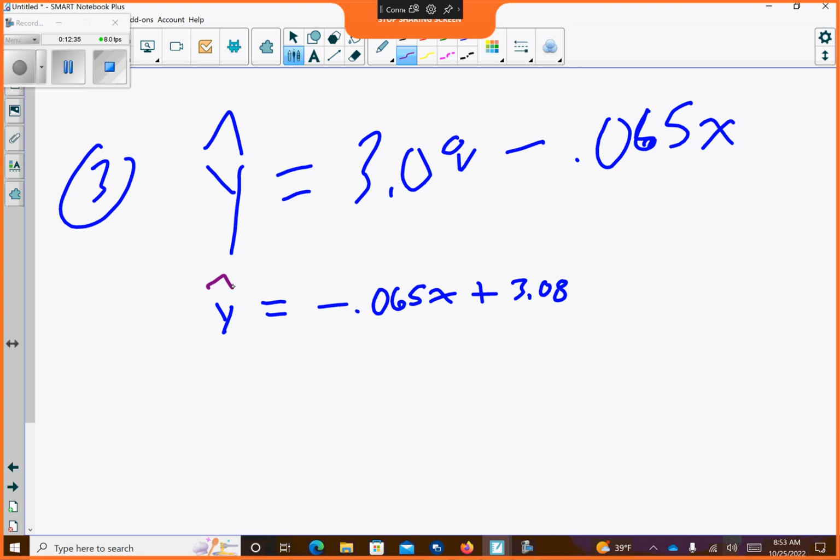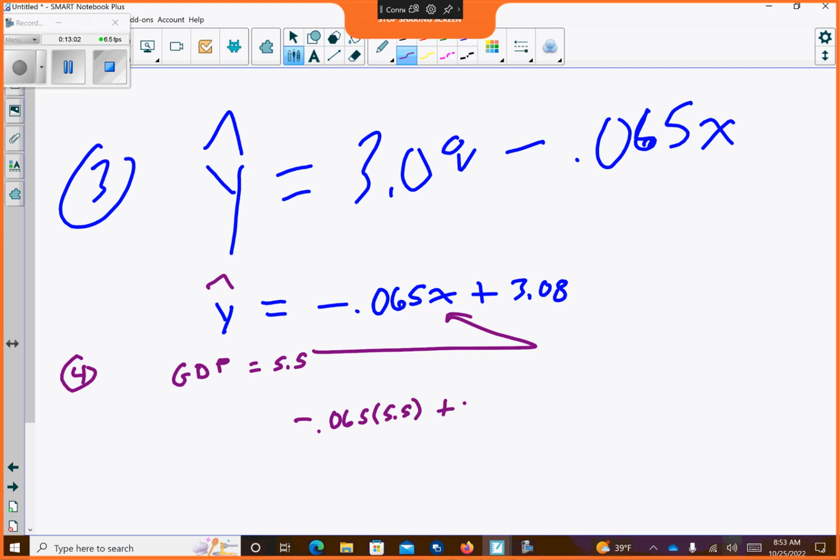So number 4 says, hey, predict if we have a GDP of 5.5, which means I'm going to plug that into X. So I'm going to get negative 0.065 times 5.5 plus 3.08, which is going to come out to about 2.7% roughly. Okay.